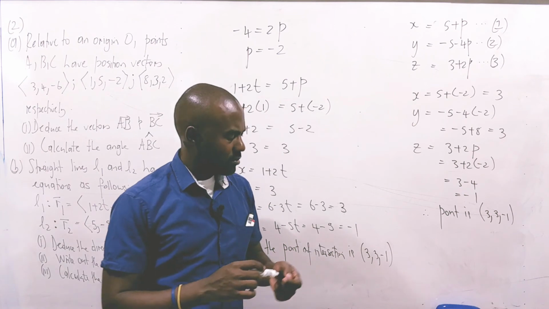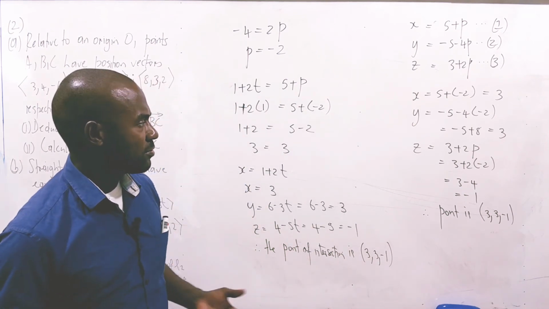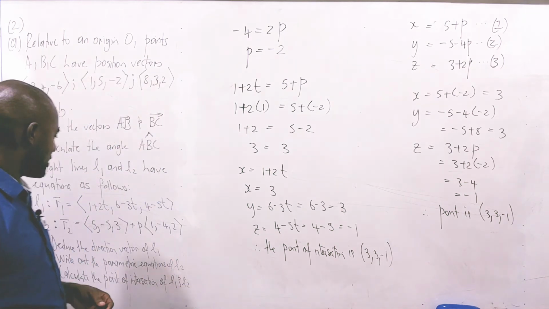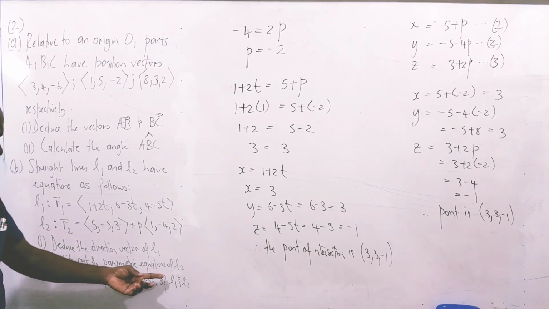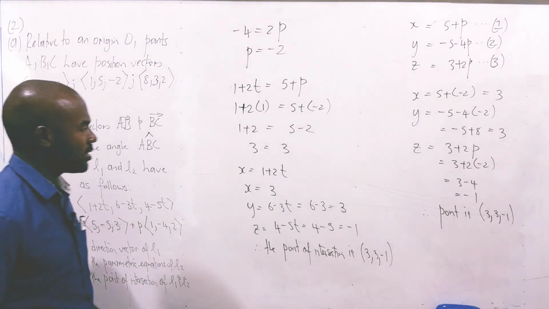So basically, this ends part B of question 2, and ends question 2, which is on vectors. So we managed to find the direction vector of L1, the parametric equations of L2, and also to find the point of intersection of L1 and L2.